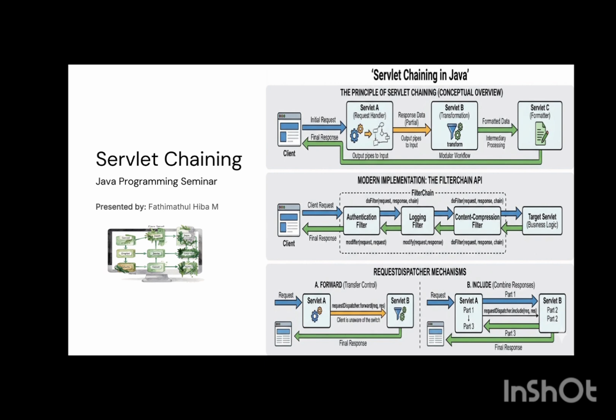target servlet. And the third one is the request dispatcher mechanism. This shows how one servlet can delegate tasks to another resource on the server. Here are two things. Forward transfers control. Servlet A passes the entire request to servlet B. The client is unaware of the switch and receives the final response directly from servlet B.